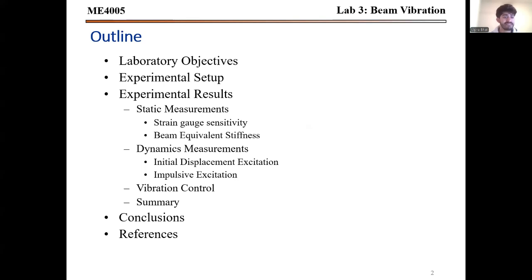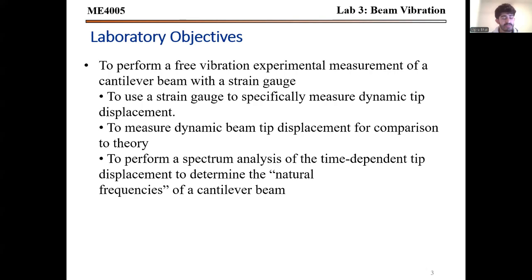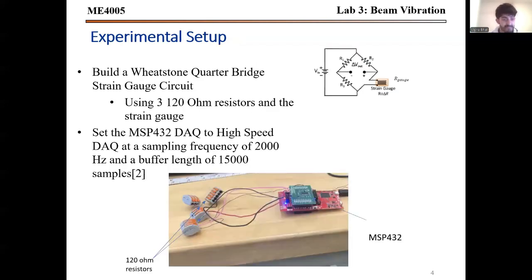over the objectives, setup, results, conclusions, and references. Some of the objectives of this experiment were to perform a free vibration experimental measurement of the cantilever beam, use a strain gauge to specifically measure dynamic tip displacement, measure dynamic beam displacement from comparison to theory, and perform analysis of time-dependent tip displacement to determine the natural frequency of a cantilever beam.